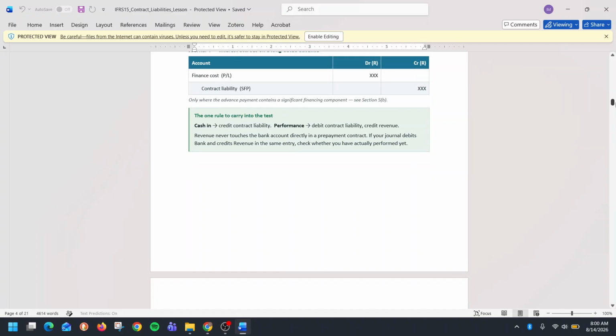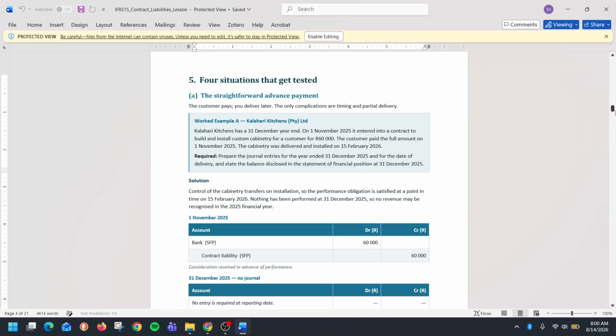So when we have money coming in, you are going to credit your contract liability. Performance, you debit your contract liability. Therefore, revenue never touches the bank account directly in a prepayment contract. So I want you guys to just remember that. So condition, unconditionally, when to debit, when to credit your contract liability. That is quite important, because your contract liability is going to play a very, very huge role. And then another one is that the customer pays, you deliver later. So this is a straightforward advance payment.